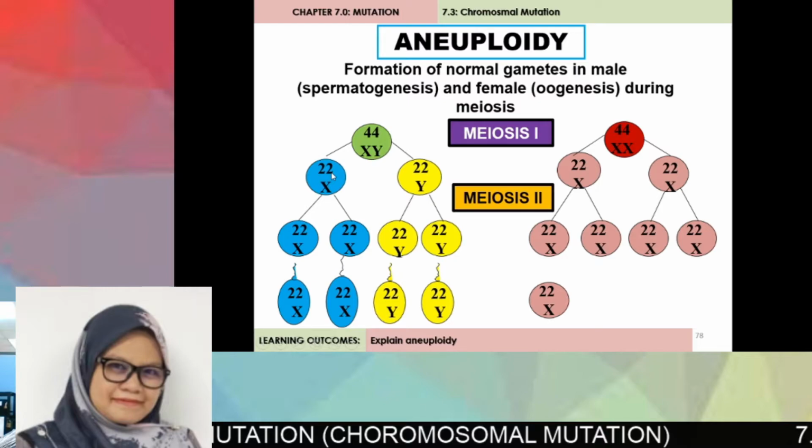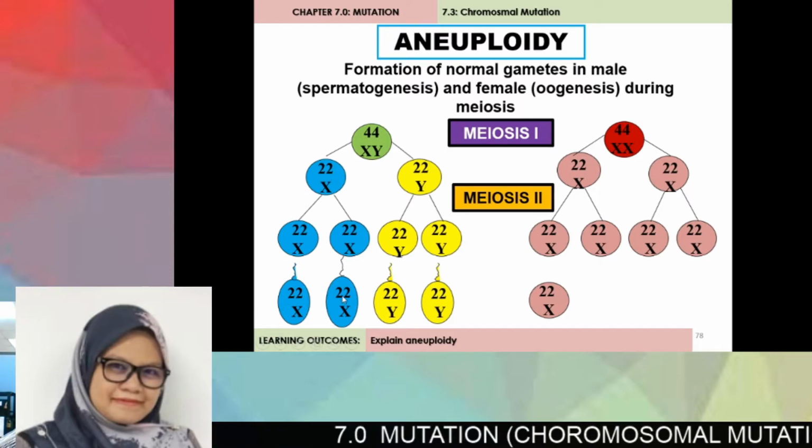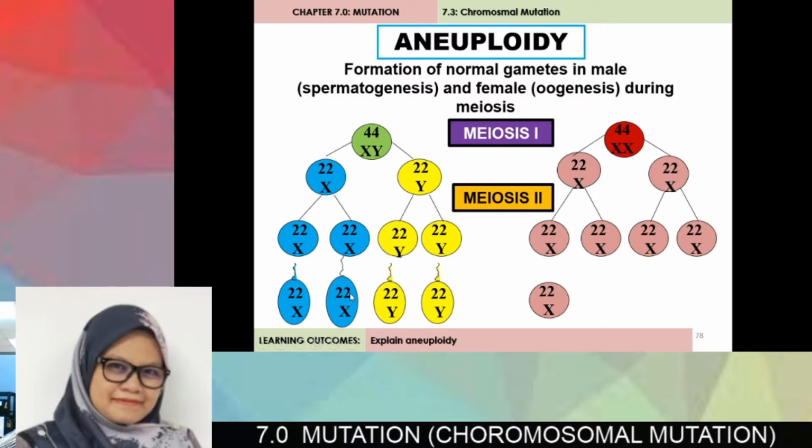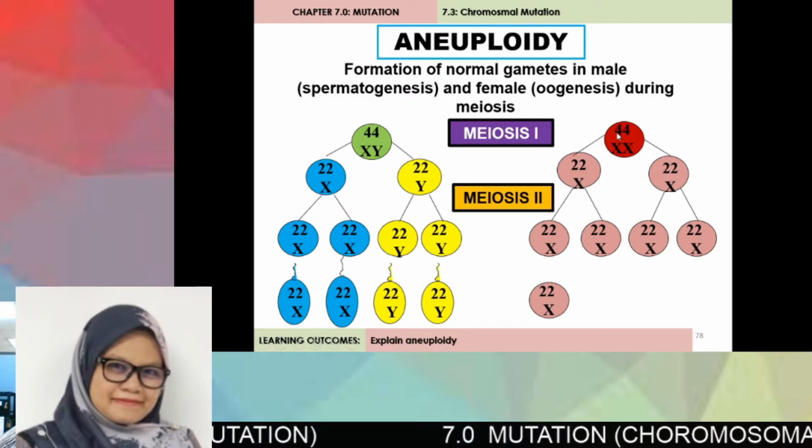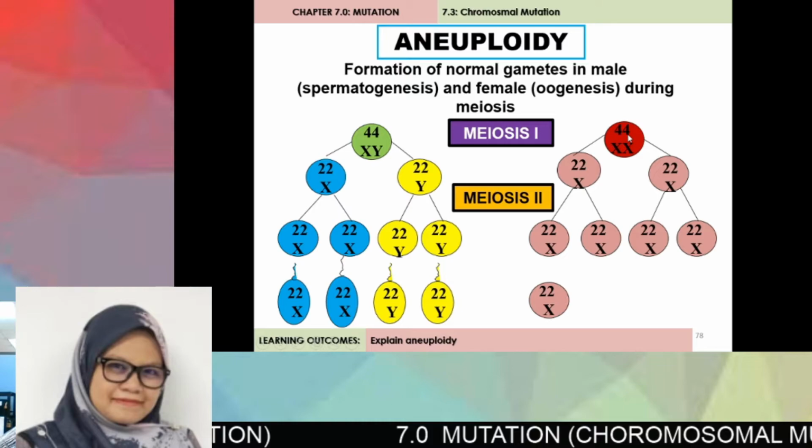Kemudian berlaku pula meiosis 2. So hasil meiosis 2 akan menghasilkan sperm. And then dia akan hasilkan 2 jenis sperm, 22X dan 22Y. Maksudnya dia akan membawa 22 kromosom autosom bersama dengan satu kromosom seks, sama ada kromosom X ataupun kromosom Y. Okay, jika wanita perempuan pula, they have 44 autosom with 2X chromosome. This represents sex chromosome.